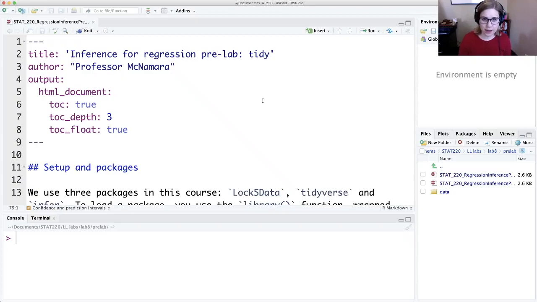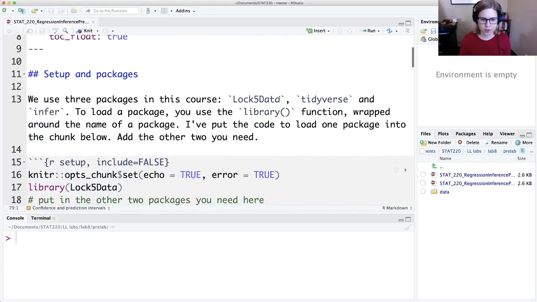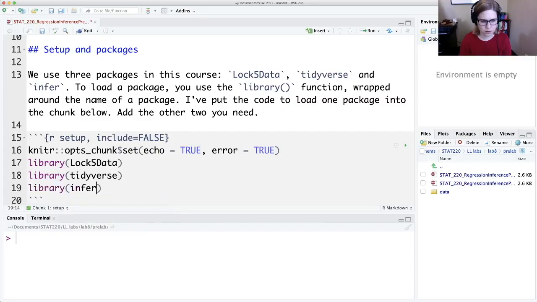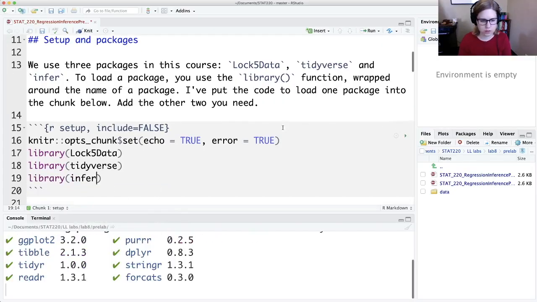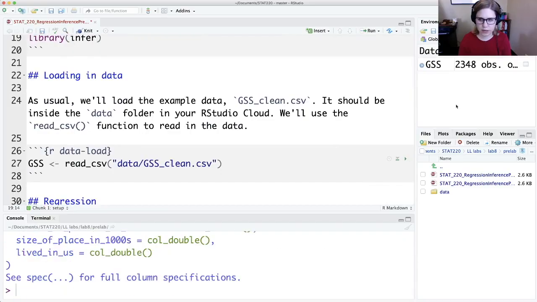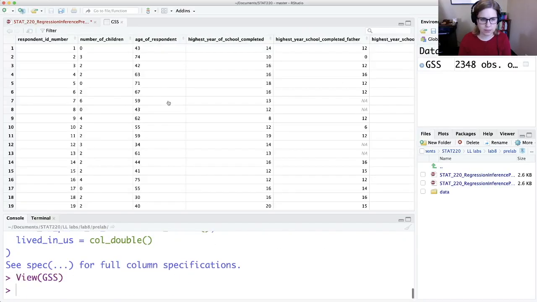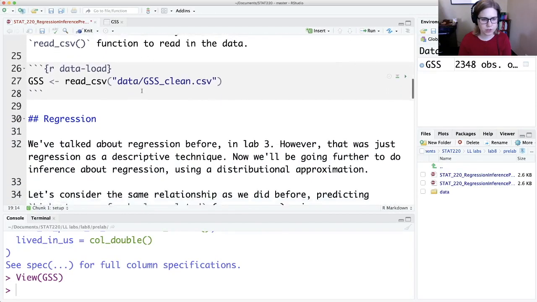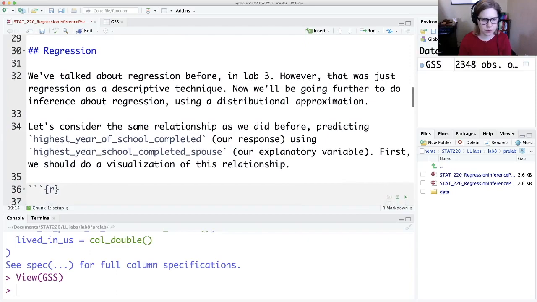This is the pre-lab for the regression lab, and this is the tidy version. I'm just going to whip through the setup. So we're going to put in our packages that we need, as always, and run those chunks. Then we'll load the data in, and this is my same data that I'm always using. And then we're just going to do a little bit of review to start.